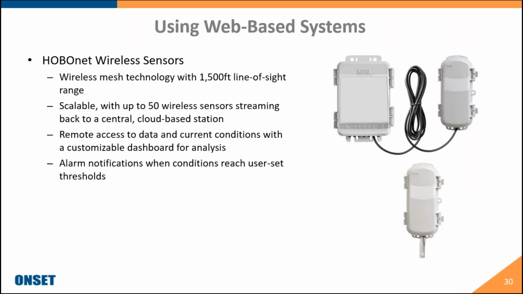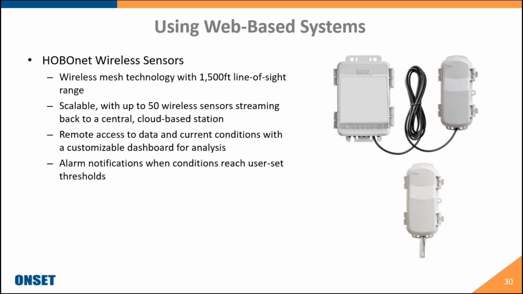With our web-based systems, we did release a suite of wireless HOBOnet sensors. These sensors utilize a mesh technology, and they have a transmission range of about 1,500 feet line of sight from sensor to the device. The HOBOnet sensors are scalable, and you can connect up to 50 wireless sensors to one RX unit.